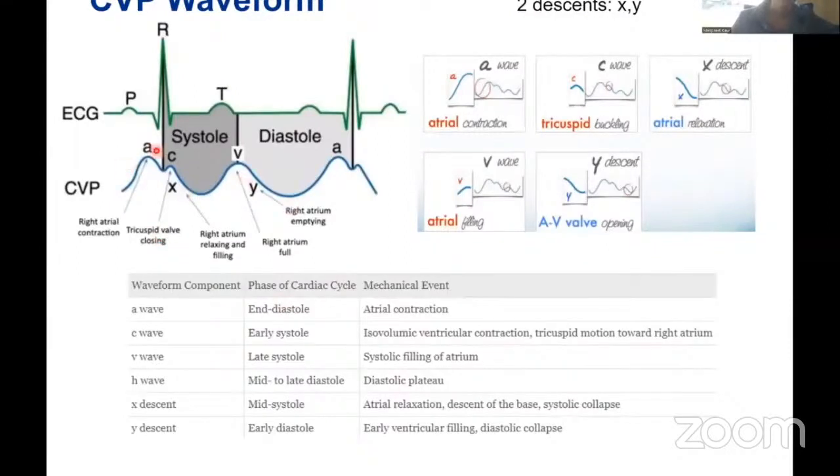A CVP waveform typically has 3 peaks, A, C, and V, and 2 descents, X and Y. You can remember A by atrial contraction, C by RV contraction or closed tricuspid valve, V, volume against the tricuspid. The X descent indicates the atrial relaxation, and the Y descent indicates the AV valve opening.